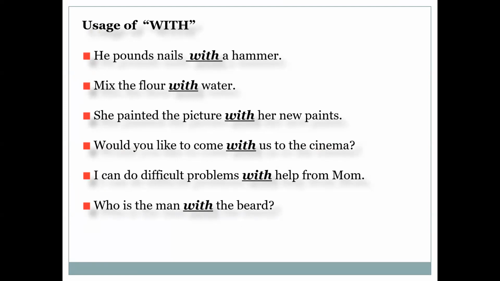I can do difficult problems with help from mom. Who is the man with the beard? So all these are, again, somebody possessing something, you're talking about it. So again, it's a relationship between nails and hammer, flour and water, picture and paint, to cinema, problems with help. All these are again connecting two nouns, but they are not definitively showing us any direction or place. They are connecting. Hence, they are prepositions because they are connecting.